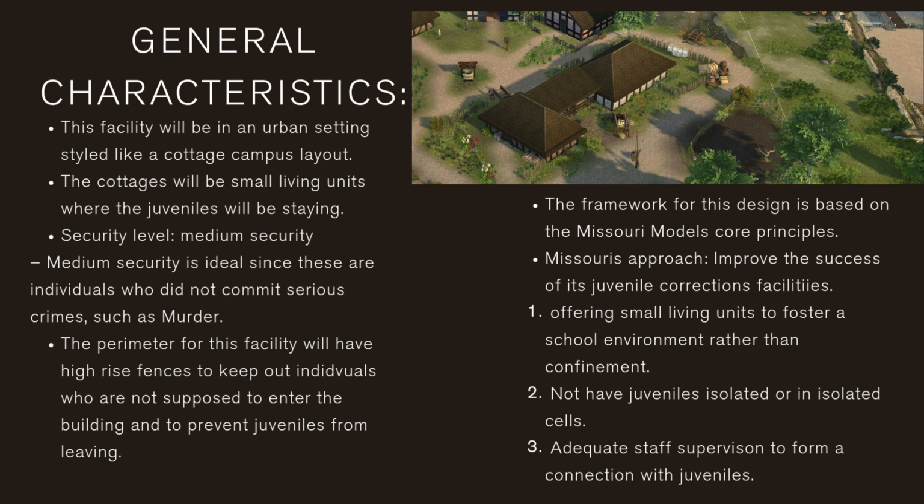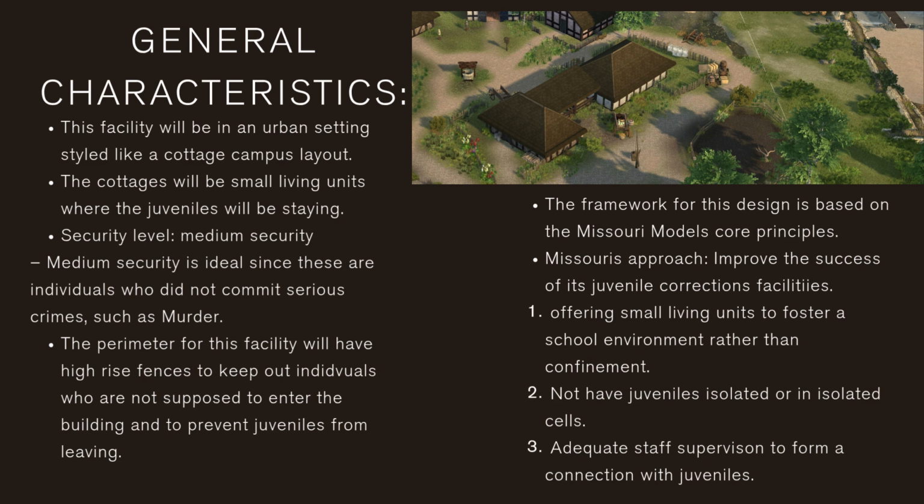As for the security level chosen for this population, the ideal choice is medium security, since these are individuals who do not commit serious crimes, such as murder, for example. And the perimeter for this facility will have high-rise fences to keep out individuals who are not supposed to enter the building and to prevent the juveniles from leaving.